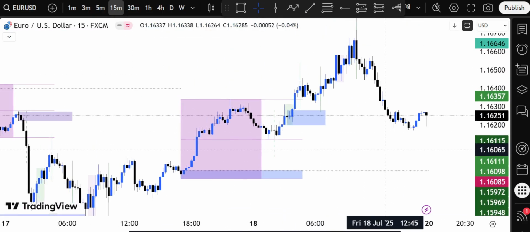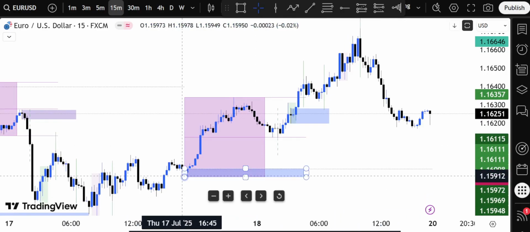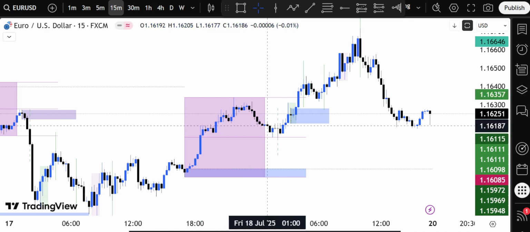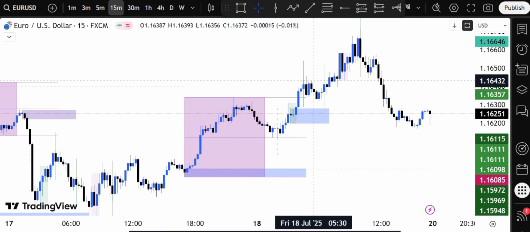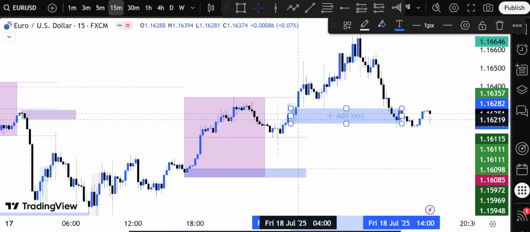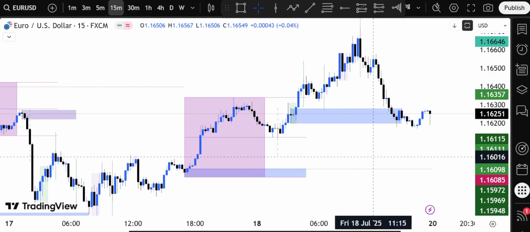Friday was simpler, but no setup also. Demand, break of structure, price came higher high, higher low, higher high, broke structure again. Was expecting price to come back, never came back. Came back after London close. As you can see, this demand was broken. Let's go to GBP/USD.